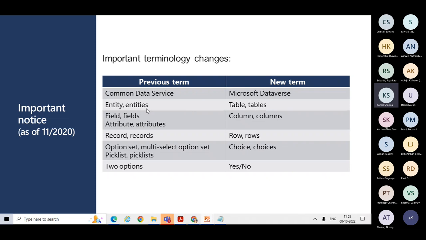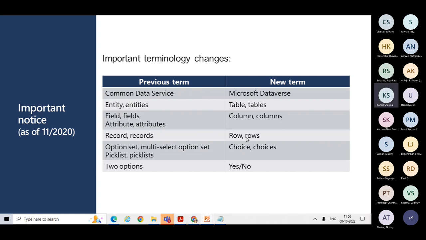Like for example, when we are going to create a database of any school, for example any college, the entity may be students, it may be the teaching staff, or it may be the library books. Or when you're working in an organization, it can be employees, it can be designation. So here, when you're working with Dataverse, it is known as table or tables. So here we are not creating entities, we are actually creating tables. In terms of field or fields, attribute or attributes, it is known as column or columns.